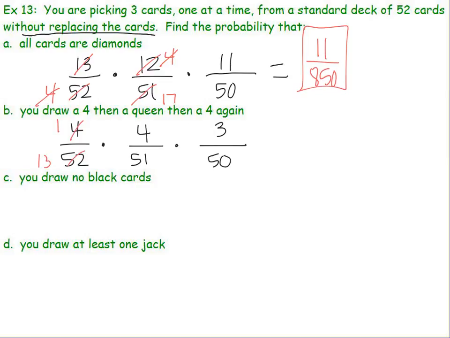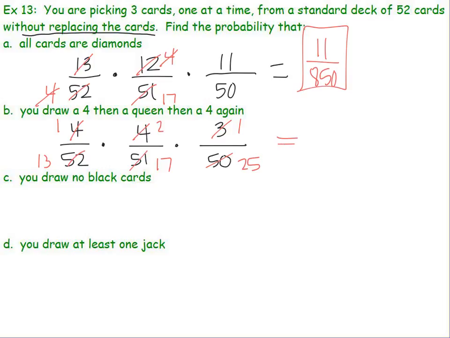Can 4 and 51 be divided by anything? The answer there is no. Can 3 and 50 be divided by anything? No. But we can do some diagonal. 4 and 50 are both even. They can both be divided by 2. So 4 divided by 2 is 2, and 50 divided by 2 is 25. 3 and 51 can both be divided by 3. 3 divided by 3 is 1. 51 divided by 3 is 17. The only number left in the top is a 2, and none of the numbers left in the bottom are even, so we're done.